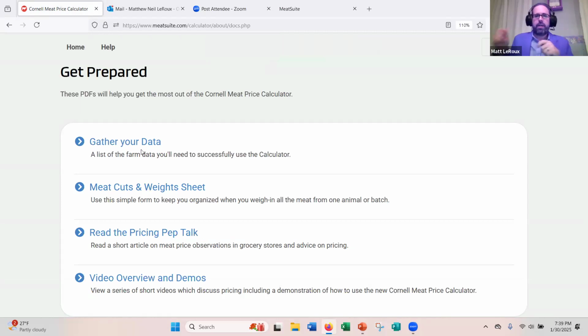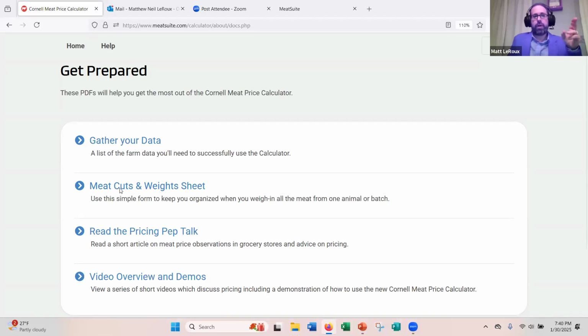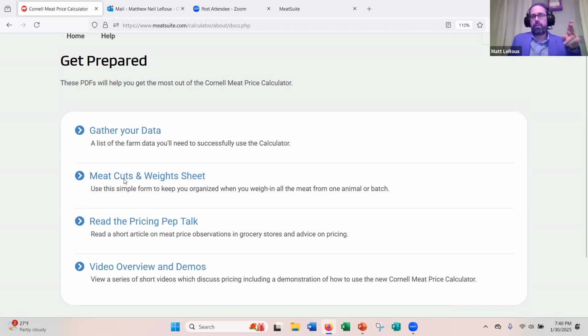My advice is get it all on a separate sheet of paper in advance and then give yourself 20 minutes to sit down and go through the tool where you're not going to get interrupted. If you click on this link, it'll tell you all the information you need to gather in advance. We have blank sheets if you want to write down, because one of those data points that you'll need is every cut that you have from one carcass and how many pounds you have of that cut. So we have a little blank worksheet if you want to write down all your cuts and weights.